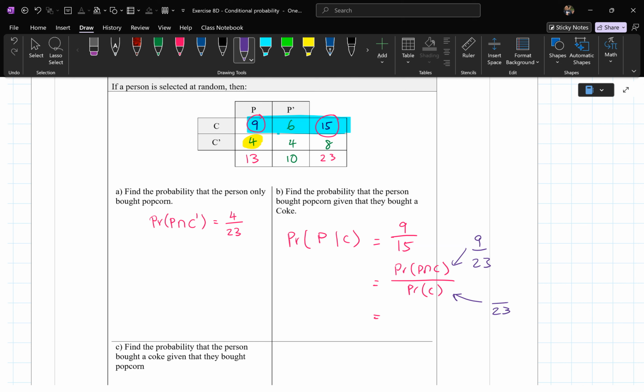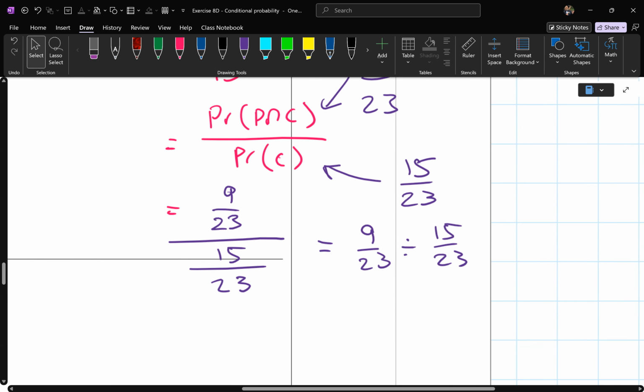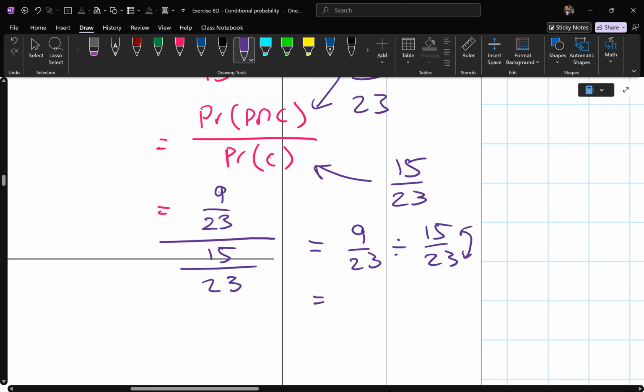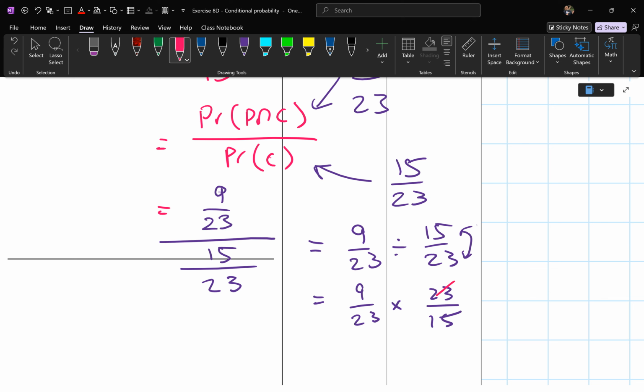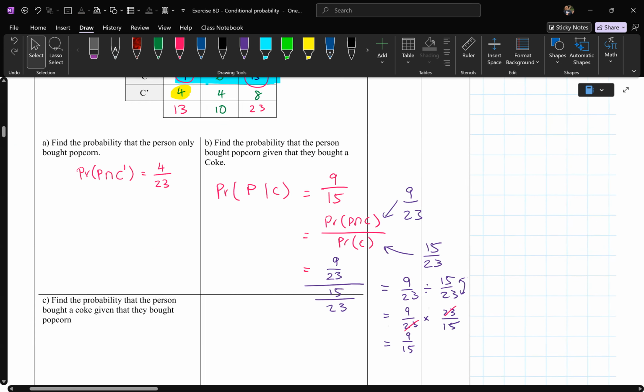15 out of 23. Can you see now, if you put them both together, isn't it just 9 over 23 for the numerator divided by the chance of getting someone that has bought Coke, which is 15 out of 23? A fraction on a fraction really just means 9 on 23 divided by 15 on 23. When you divide fractions, you take the reciprocal and multiply, so you can see here it actually ends up cancelling out. 23 divided by 23 cancels out, and you get 9 on 15 as well. This is how most year 11s would do it.